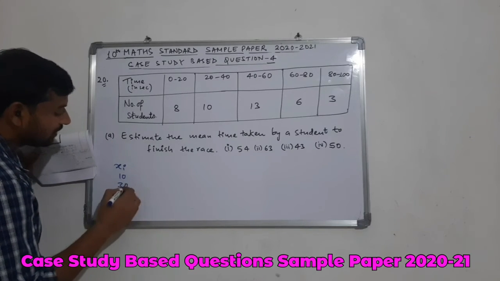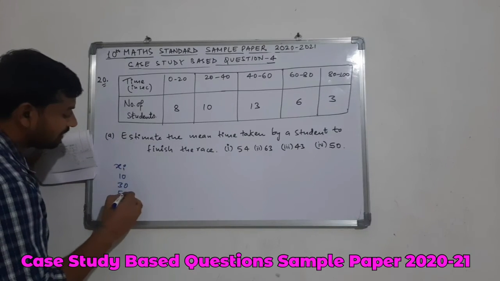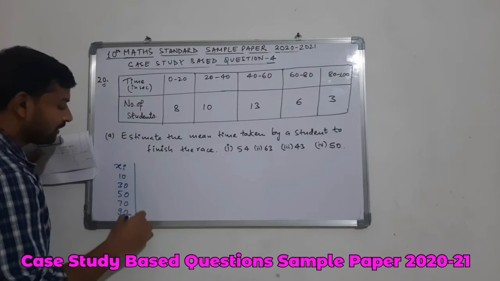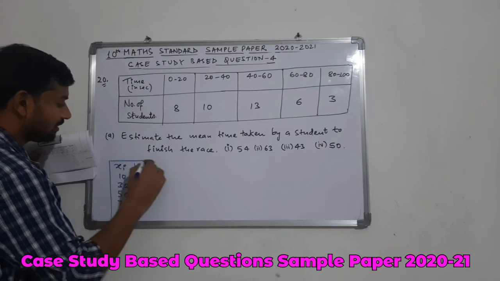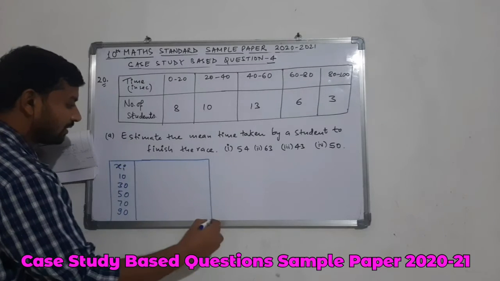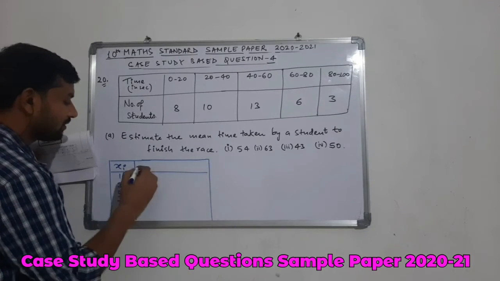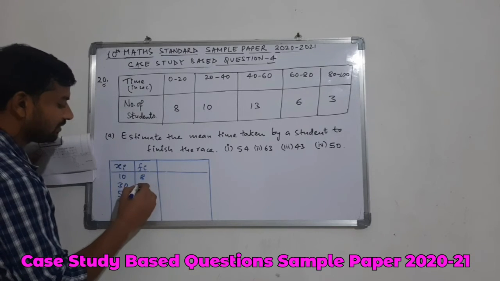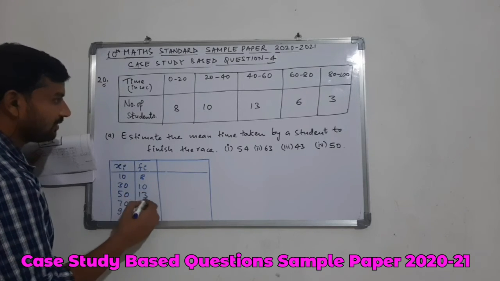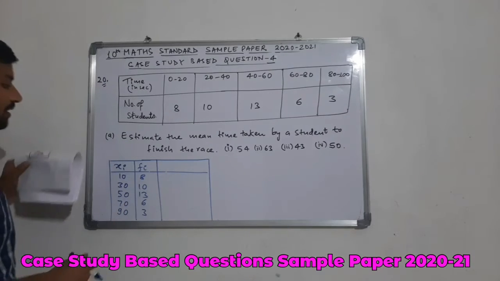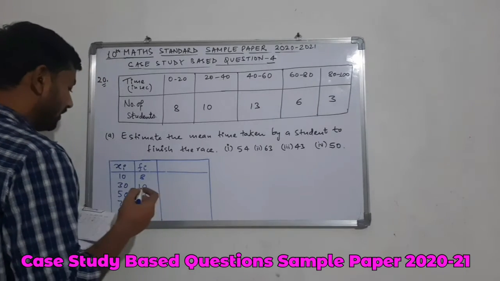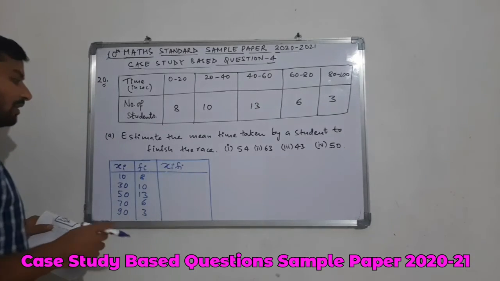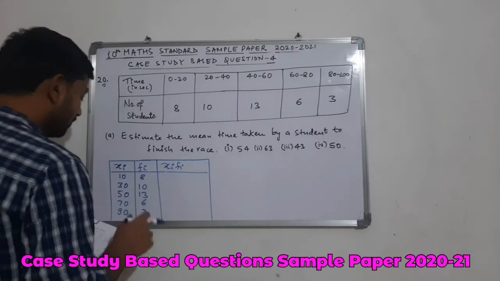Next will be 30, then next will be 50, next will be 70, and the last one will be 90. These are the class marks according to the given data. Then we have the frequencies with us. The fi, number of students, are given, that is 8, 10, 13, 6 and 3. Now to calculate the mean, we need xi and fi, that is fi into xi, multiplication of these two values.